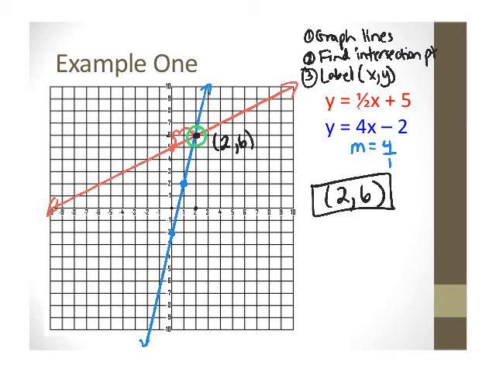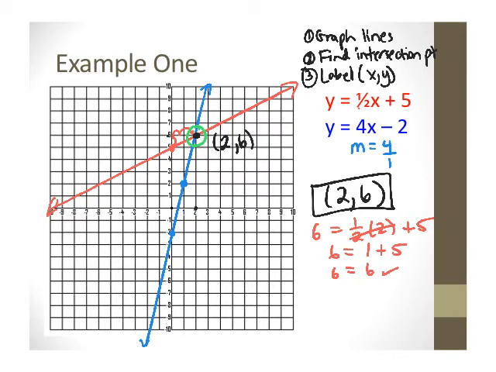2, 6 are the 2 values that if I plug them into these original equations for x and y, the 2 sides will equal each other. How do I know? I can test it. So I plug in 6 for the y in the red equation. I have 6 equals 1/2 times 2 plus 5. 2 times 1/2 is going to be equal to 1 plus 5. 6 is equal to 6 because 1 plus 5 is 6.